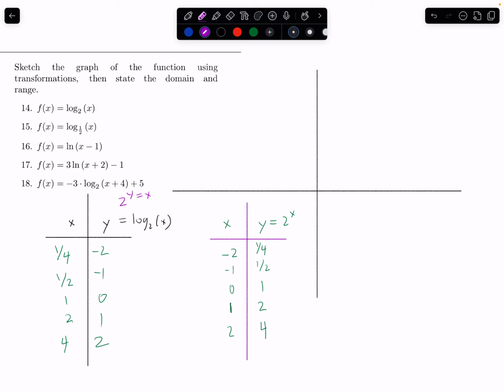Is this true? Is 2 to the y equal to x here? Well, of course it is, because that's how we designed it, right? 2 to the negative 2 is equal to 1/4. Check. And that's because we did it that way, right? Over here.